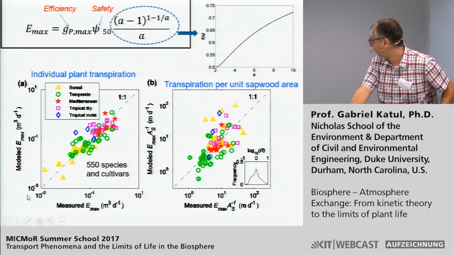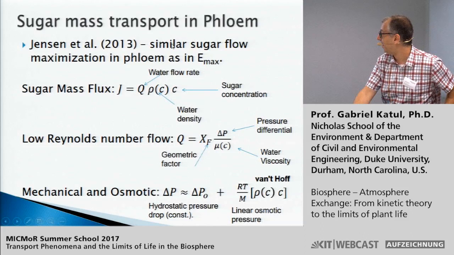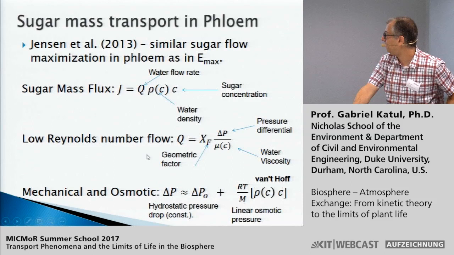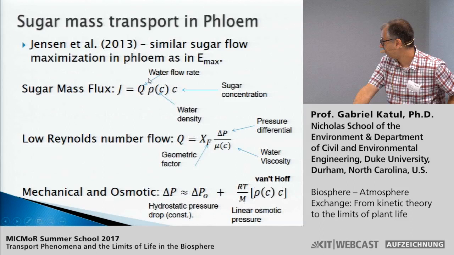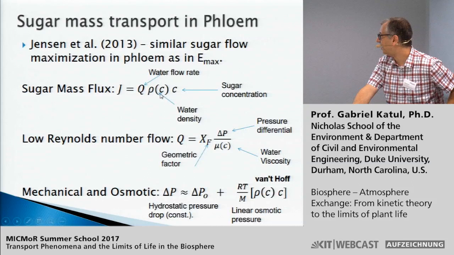Okay, now I would like to touch a little bit on the phloem transport problem. This, again, was tackled in a very similar way by Jensen, so that's why I thought it would be nice to show it here. What Jensen did is he says, hey, look, the sugar mass flux out of the loading phloem is given by the water flow rate multiplied by the density of water, that may vary with sugar concentration, multiplied by sugar concentration. So that's the water flux down through the phloem to the roots, it's an advective flux. The water flow rate is Q, and of course the density still varies a little bit with the sugar concentration, but the driving force for that is the sugar concentration itself.